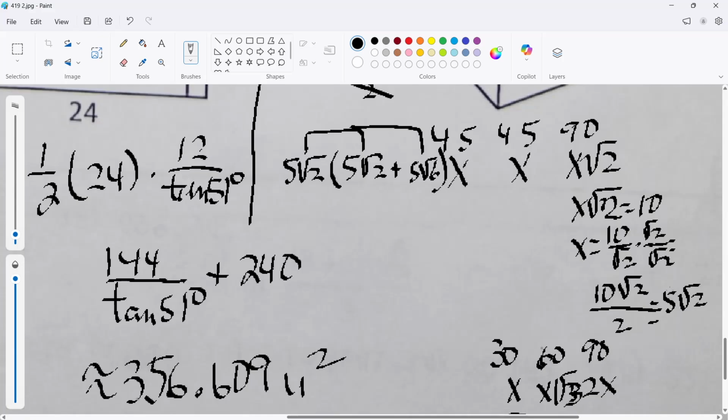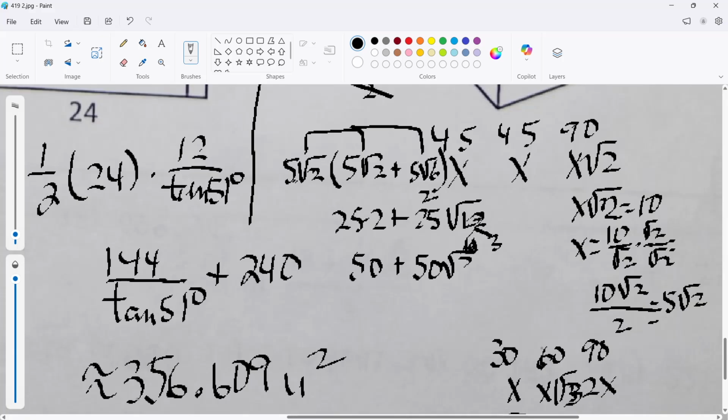I'm going to distribute. 5 times 5 is 25. Square root of 2 times square root of 2 is 2. 25 times 2 is 50. Plus 5 times 5 is 25. Square root of 6 times square root of 2 is square root of 12, which I can simplify to square root of 4 times 3. The 4 comes out as 2. 2 times 25 is 50, so plus 50, and the 3 is still inside the square root. So there's my answer: 50 plus 50 square root of 3.